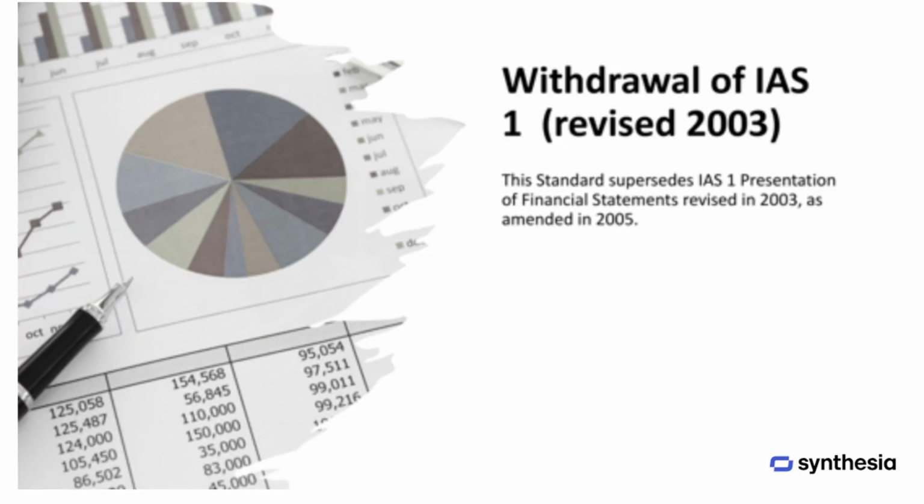The withdrawal of IAS 1 (revised 2003) signifies that the current IAS 1 supersedes the previous version, IAS 1 Presentation of Financial Statements, which was revised in 2003 and amended in 2005. This means that the revised and updated version of IAS 1 now applies, and the earlier version is no longer in effect.